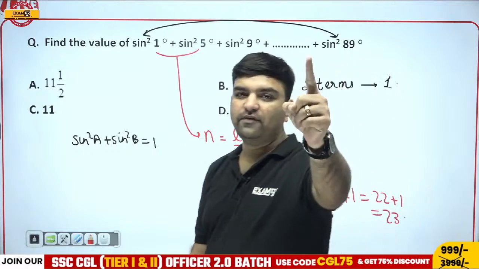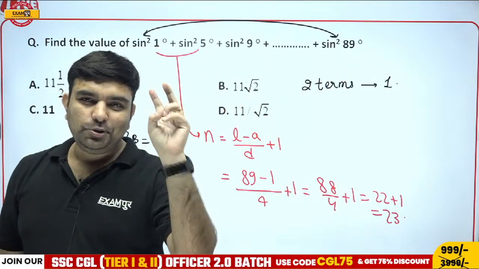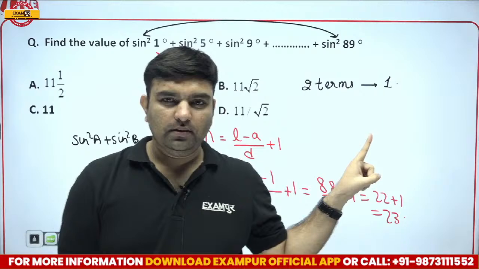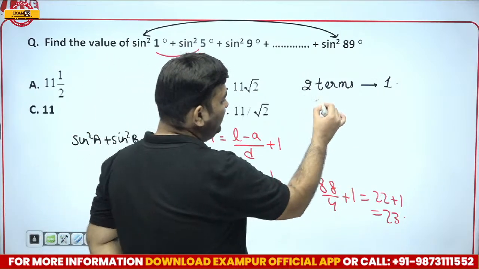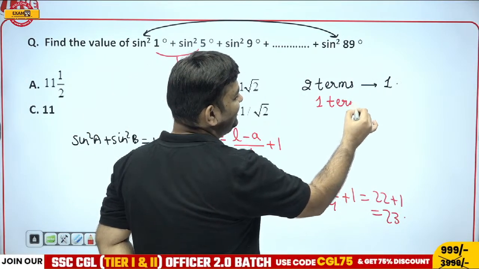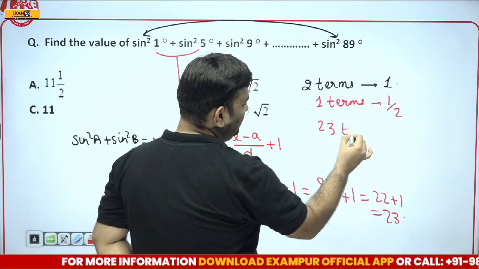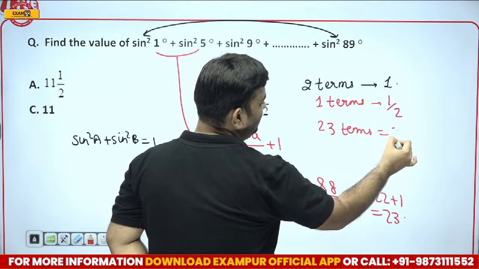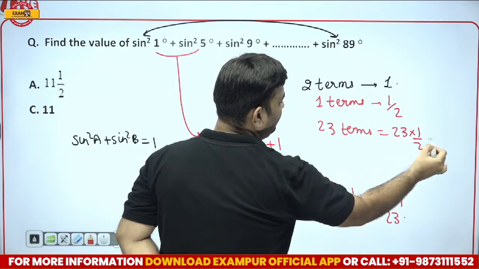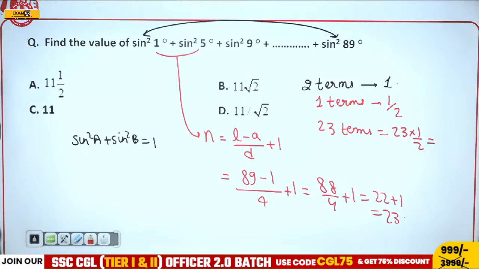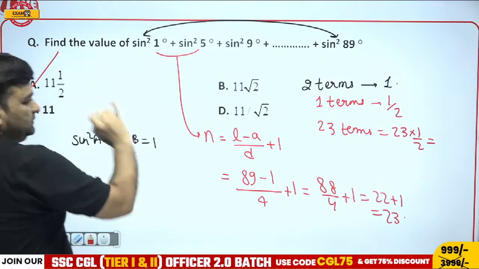Okay, 2 terms give 1. So 1 term will give 1 by 2. Let me do the mathematics for you. So 23 terms will give you 23 into 1 by 2, which is 11 and a half.